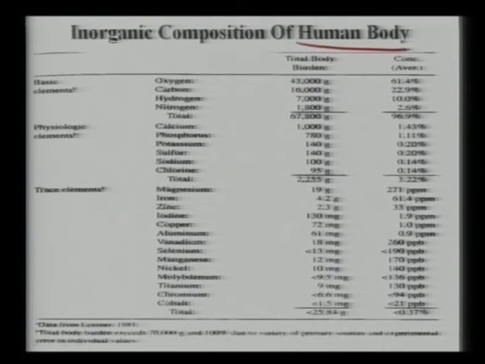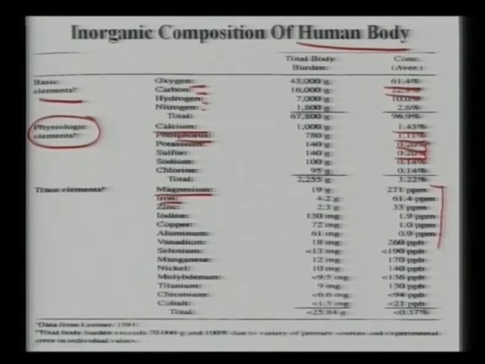human body. For example, if you take the basic elements like oxygen, carbon, hydrogen, nitrogen: oxygen is around 61.4%, carbon is 22.9%. Now coming to the physiologic elements like calcium and phosphorus: calcium is around 1.43% and phosphorus is around 1.11%. You also have potassium as well as sulfur, in very small amounts, like 0.2%, and some trace elements like magnesium and iron, and so on. These are at the ppm level.